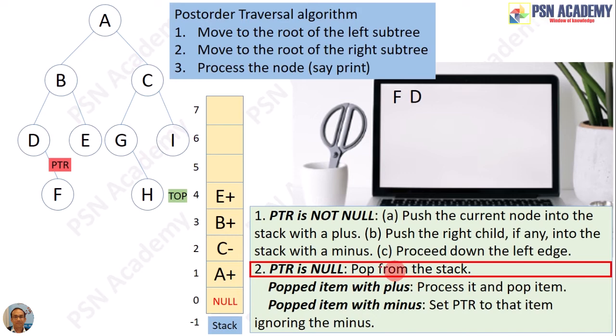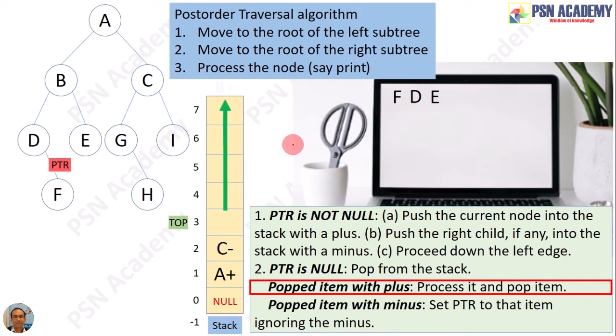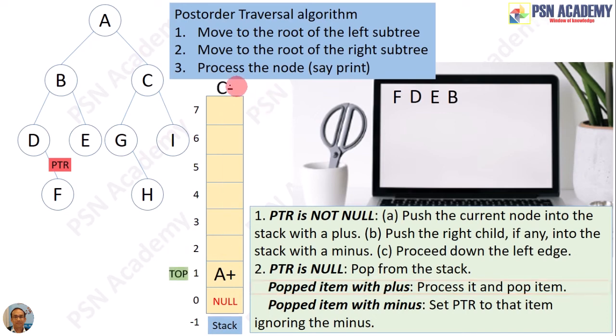Pop from the stack. E plus comes out. The popped item is with a plus sign, so process it and again pop an item from the stack. So E is printed and again a popping operation is done, so that B plus comes out now. We process it and we go for popping again. C minus comes out now. So we set PTR to C and check whether the PTR is null or not.